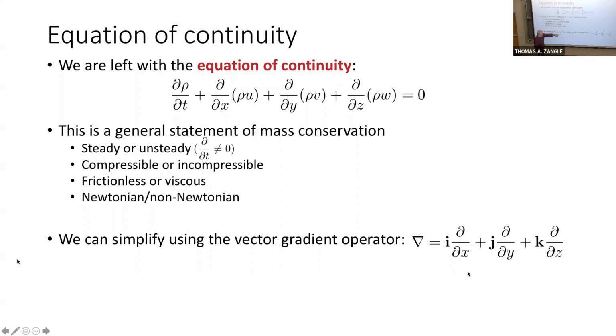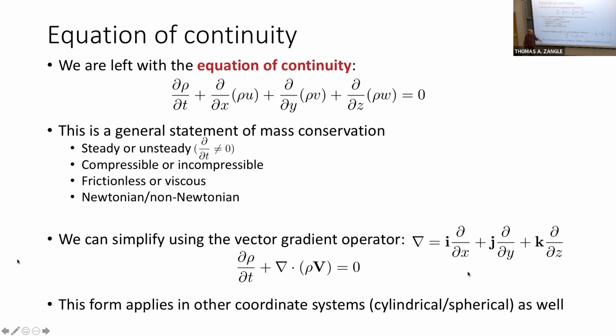We can simplify this using the gradient operator, which we used previously to simplify our total derivative term. We'll get partial rho, partial t, plus del dot rho v equals 0. And in this form, we can actually write this out for cylindrical or spherical coordinates. One last concept that I want to put on your plate, but we're going to revisit on Monday, is what happens in the special case of incompressible flows. It does come up on that homework.